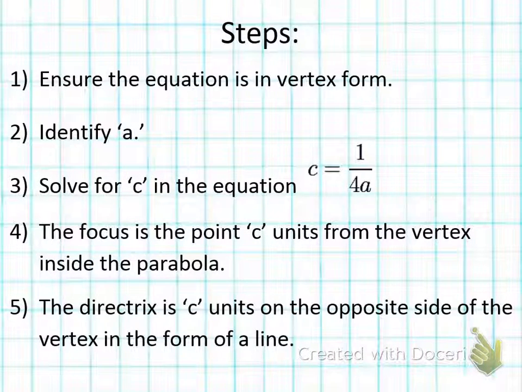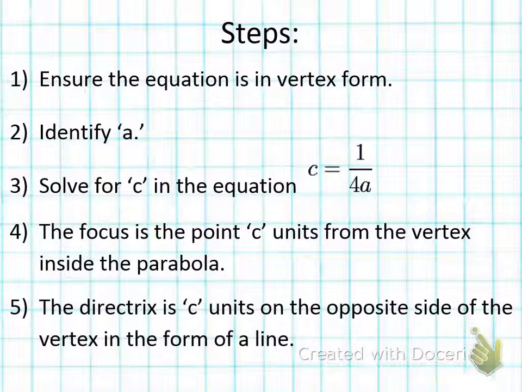Okay, so here are the steps. First thing you're going to want to do is make sure the equation is in vertex form, right? So there's either x equals or y equals, and then a times the parentheses with the other variable squared. You want to identify what a is, and then you'll solve for c in this equation. This is the main thing that's going to tell us where our focus point is and where the directrix is.